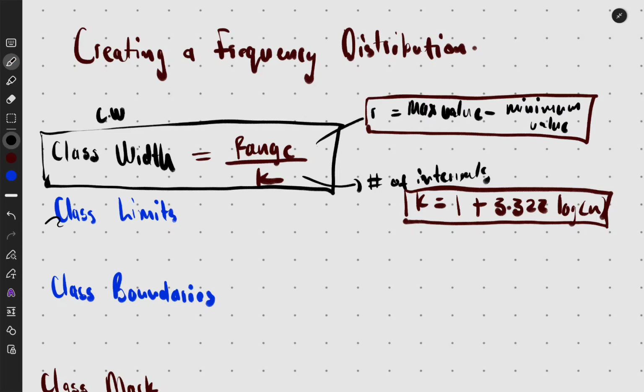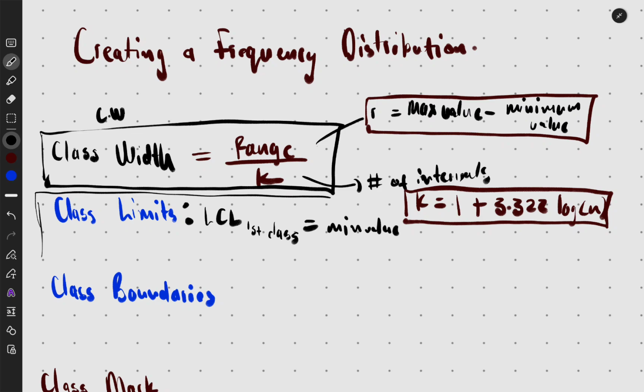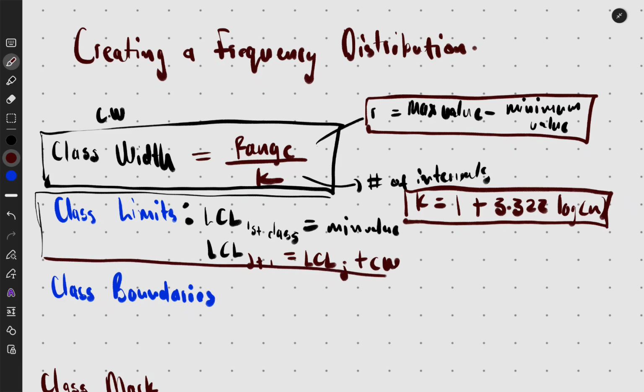Now class limits. Here you would need to know the lower class limit. So lower class limit, we can say LCL, for the first class, is just going to be equal to the minimum value. Once you have it for the first class, you can get it for any other class, for class 2, class 3, class 4. You'll be just saying lower class limit for class J plus 1 is equal to the lower class limit of the previous class, which is J, plus the class width. So this is going to be important.